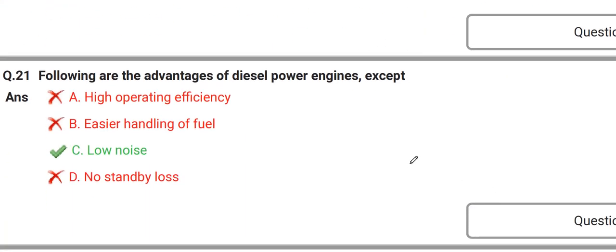Next, following are the advantages of diesel power engine except. So the advantages of diesel power engines are like high operating efficiency, easier handling of fuel, low noise. Okay, so you know that diesel power engine creates so much noise. When you are going somewhere, you hear that noise also. If we compare electric engines and diesel power engines, the disadvantage of diesel power engine is that they create so much noise in comparison to electrical generators.